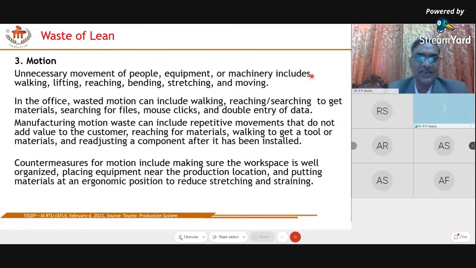Similarly, cells with semi-integrated handling means in the inline. If you want to do it in the U-shape with the help of semi-integrated handling, we can use robots. Robots can be used to make it semi-integrated. Similarly, in the inline process, again from one side the part goes in and the part comes out, and machines are arranged in the inline form.